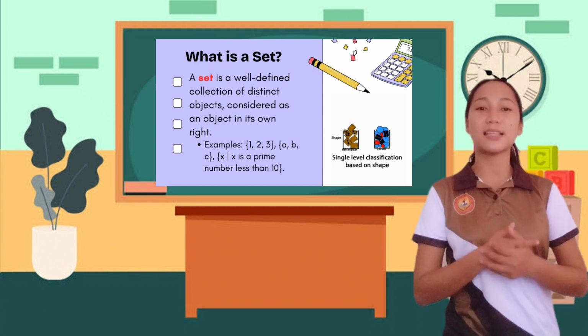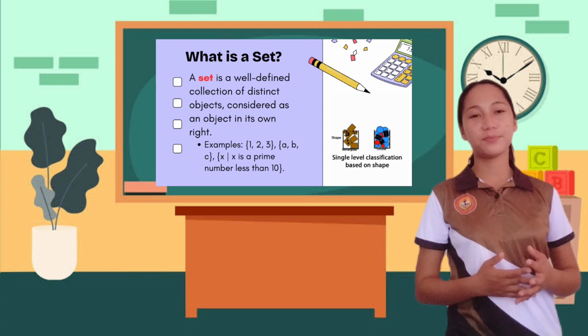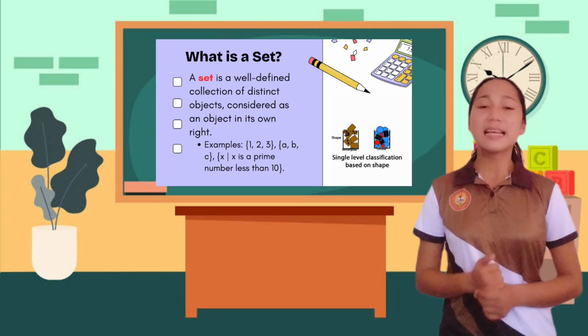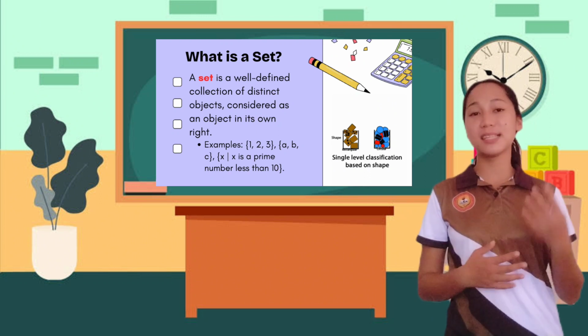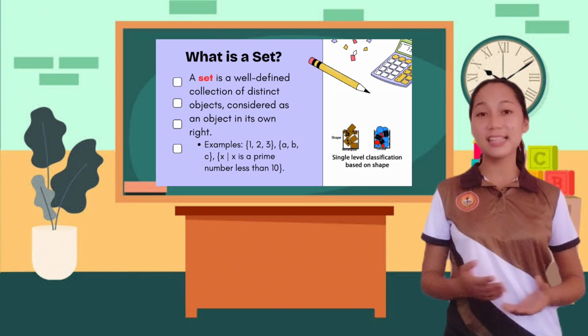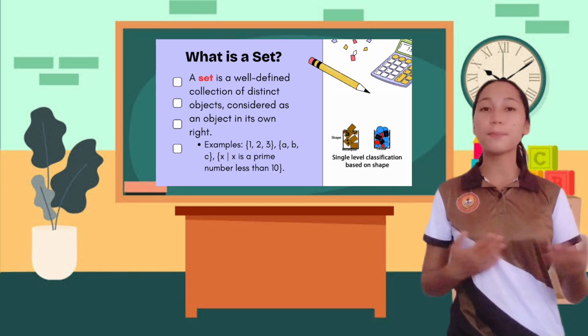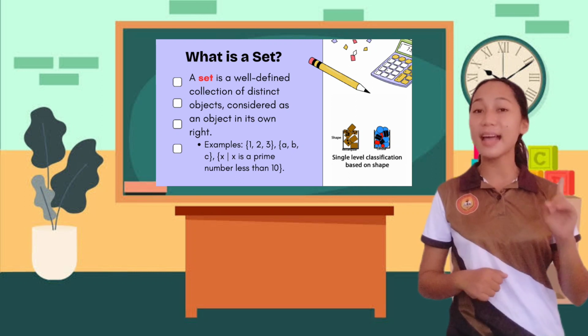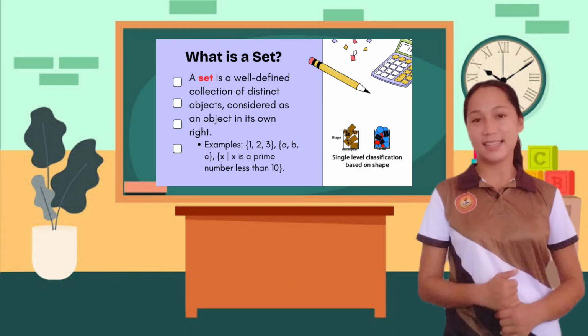Please look at the representation on the right side. For example, the set of numbers 1, 2, 3, small letters a, b, c, or the set of elements x such that x is a prime number less than 10. Simply put, all natural numbers that are divisible by 1 and the number itself that are less than 10.